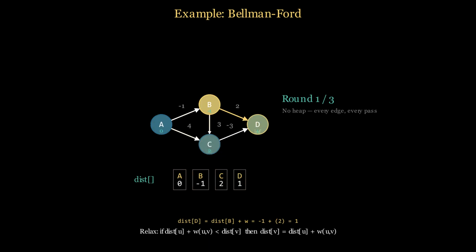Relax from B to D, weight 2. We improve distance to D from infinity to 1. Relax from C to D, weight -3. We improve distance to D from 1 to -1.